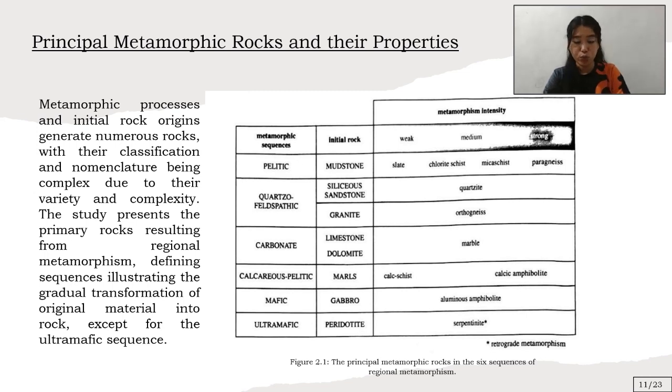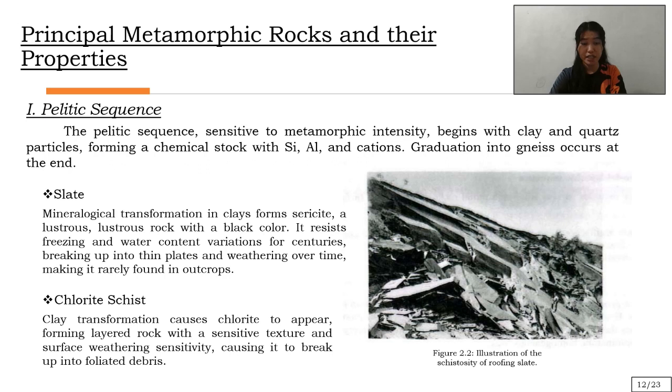In Figure 2.1, it summarizes the things that we will be discussing, the six sequences of metamorphism: the pelitic, quartzo-feldspathic, carbonate, calcareous pelitic, mafic, and ultramafic sequences and their metamorphism intensity. So the first one is the pelitic sequence.